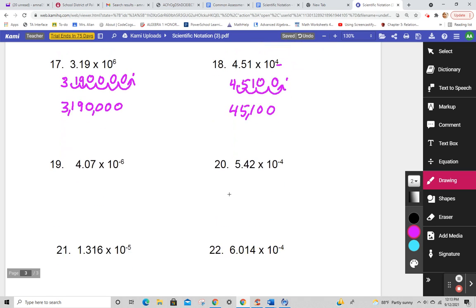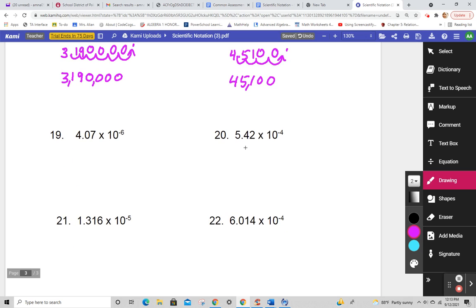All right, so let's look at 19. 19 through 22, what are you noticing? If you said they have negative exponents, you are right. Okay, so the negative tells us to go to the left. So it's giving us the direction. Tells us how many places and what direction. So we are going 6 places left. That's what this exponent tells us to do.